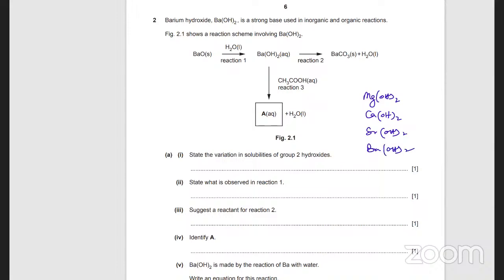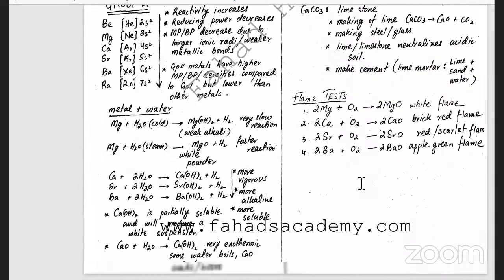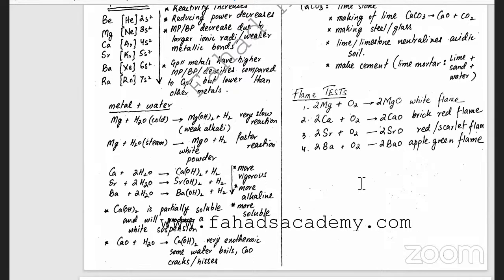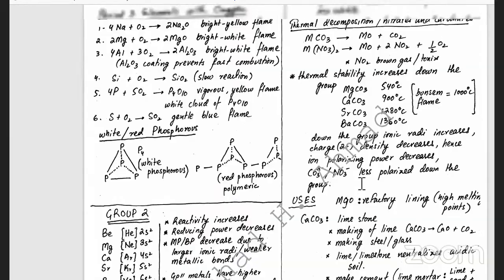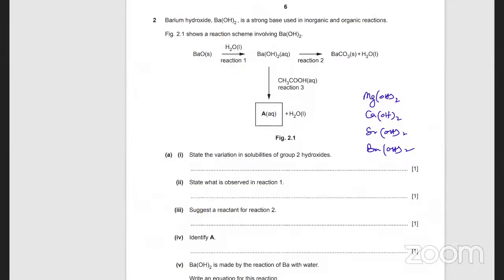Look at the inorganic notes on this. Group 2 hydroxides, the solubility mentioned. The first one is less soluble, and as you go down the group, the solubility increases. Calcium hydroxide is partially soluble, while strontium hydroxide and barium hydroxide are very soluble. So in this one they just ask for the solubility increases down the group. Is that clear?